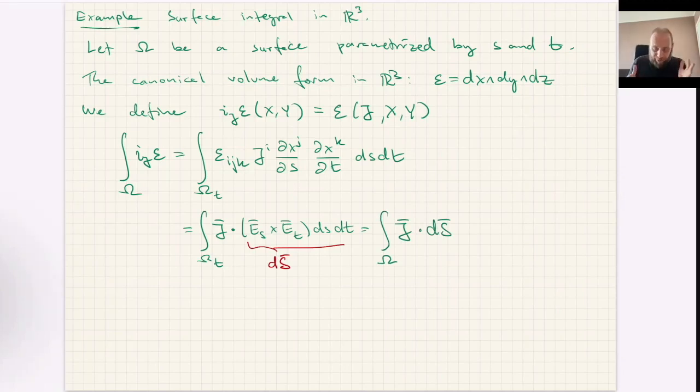So I hope that this convinces you at least somehow that this kind of construction makes sense and is going to be useful in generalizing all kinds of different integrals. Okay, it's 12 o'clock, so I'm going to stop there unless there are questions.